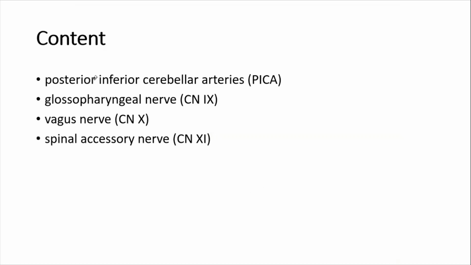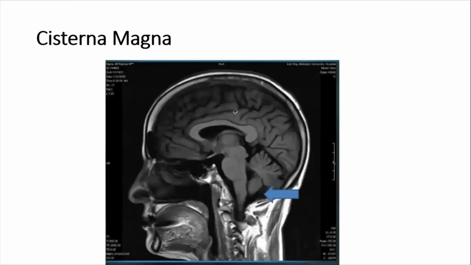The contents of the cisterna magna are the posterior inferior cerebellar artery, the glossopharyngeal nerve, the vagus, and the spinal accessory nerve. The cisterna magna on an MRI can be seen like this.